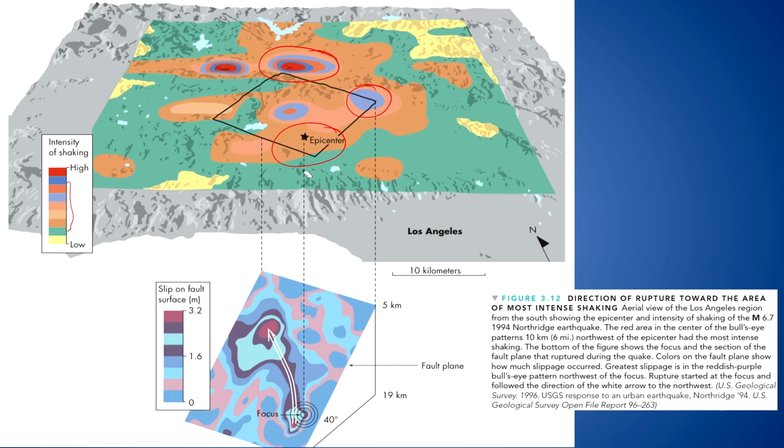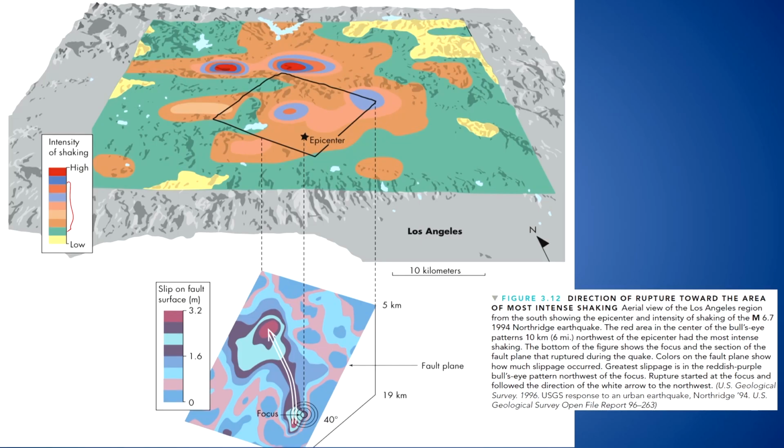So this will depend on what material you are having in that area, what type of lithology, what type of soil you are having, what type of rocks you are having. Based on that, you will experience the intensity of shaking. Okay. So when this type of exercise is done, it produces the microseismic zonation map.